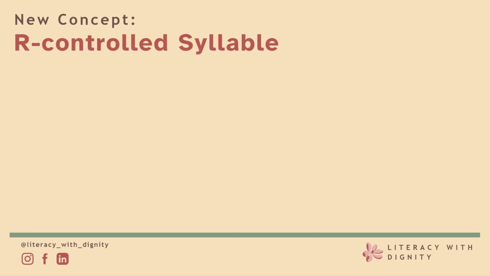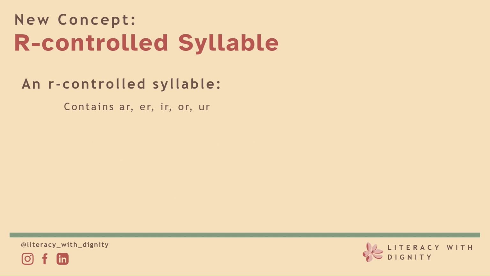A new concept is the R controlled syllable. An R controlled syllable contains one of these combinations, A, E, I, O, or U, followed by an R. They're all considered one sound. So you'll find that AR and OR are really easy for kids, R and or. It's the ER, IR, UR. If you ask a kid how to say IR, they're going to go ear, usually. And UR, they struggle with that one too.